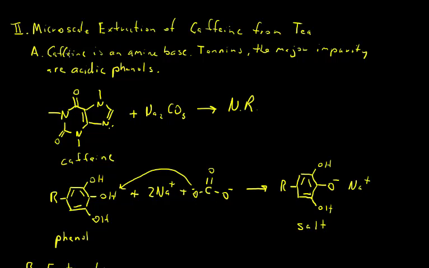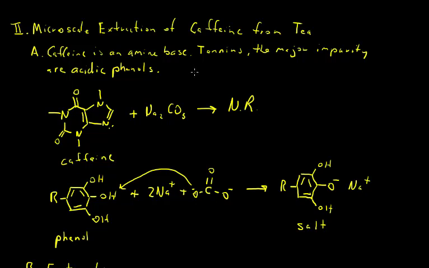And the first thing I should mention is that caffeine is an amine base, so it's a basic compound, a basic solute. The major impurity in tea that we're separating the caffeine from are tannins, which are acidic compounds. They're acidic because they're composed of phenols. That's our major impurity. So we've got to separate the two. We're going to separate the caffeine from the tannins based on the fact that one is an acid and one is a base. We know how to do that.